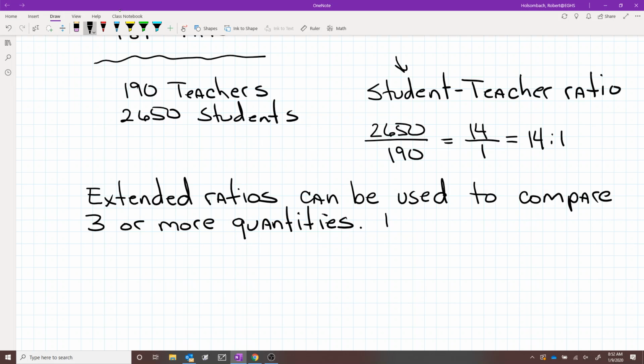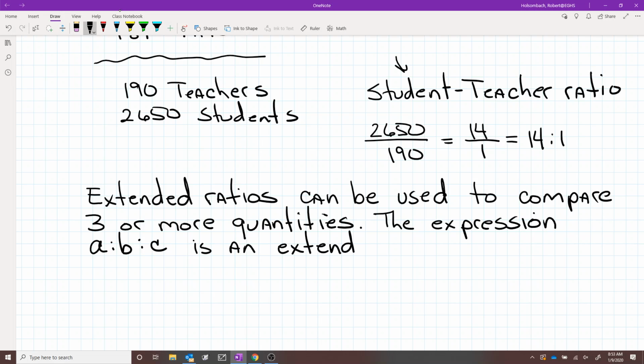The expression A to B to C, A colon B colon C, is an extended ratio. And we've done some extended ratio problems this year. The example on the top of page 462 should look a little bit familiar to you, so flip over there.